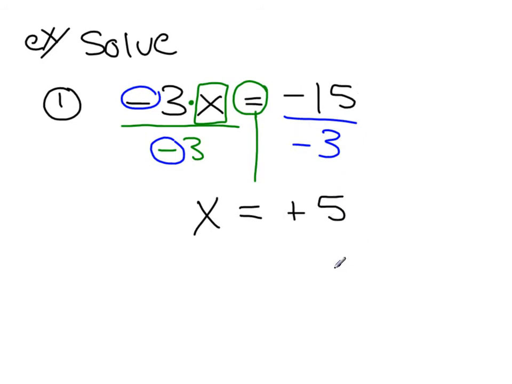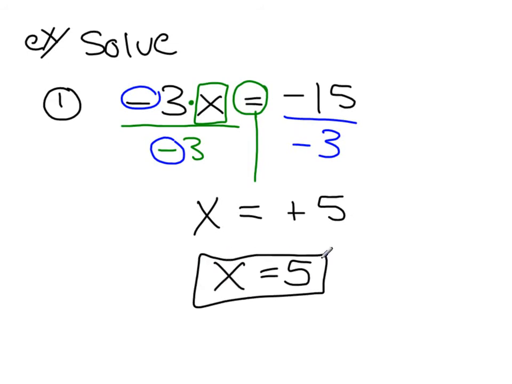And I'm sure you're wondering at your screen, do I have to write that plus sign? No. You just have to write x equals 5. And there's your answer. You're like, let's see another one of those. So, number 2, same direction, solve.